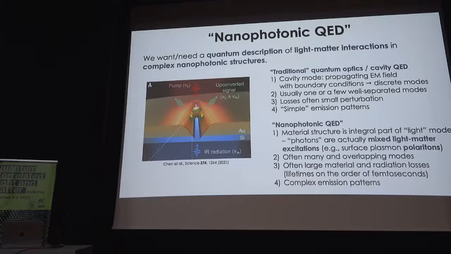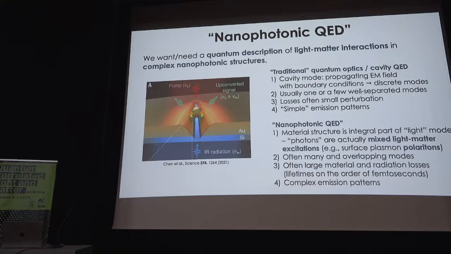So now what I get is that what I want to call my cavity modes are really material excitations coupled to light. The fact that my material structure is now an integral part of the light mode. Mixed light-matter excitations. The photons are actually already mixed light-matter excitations.